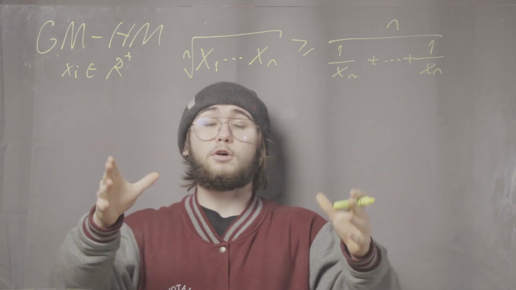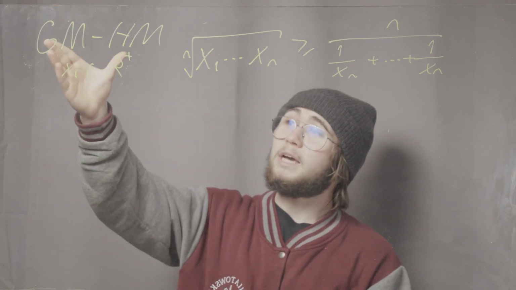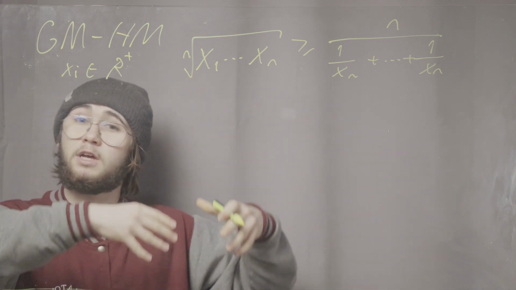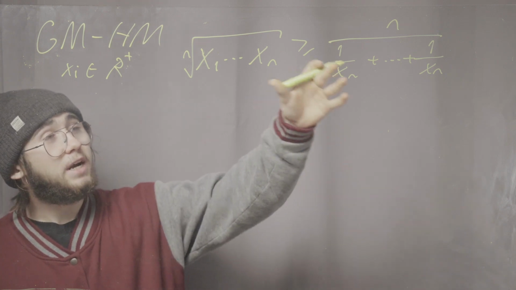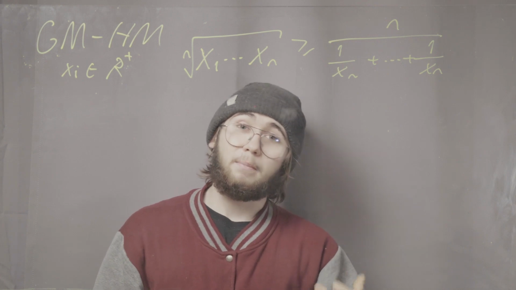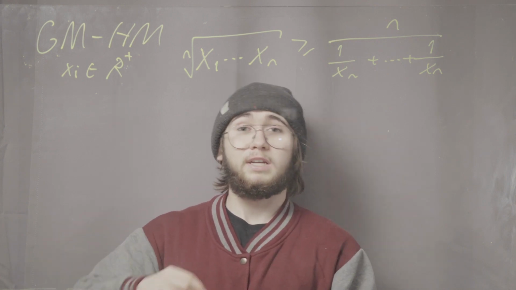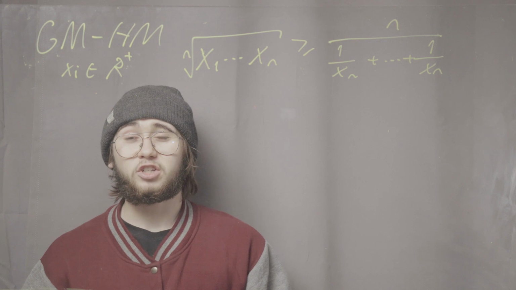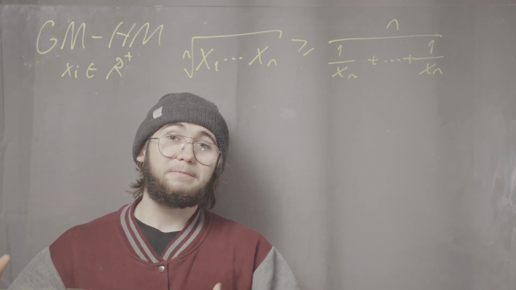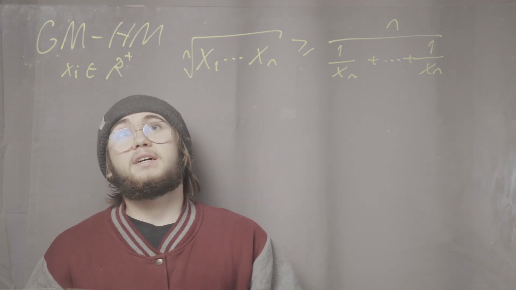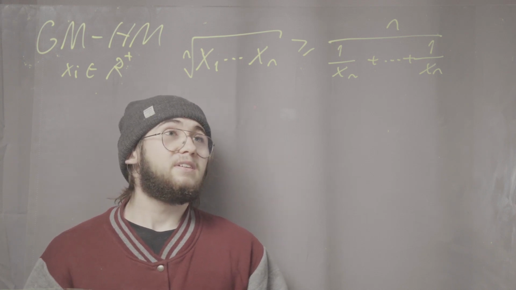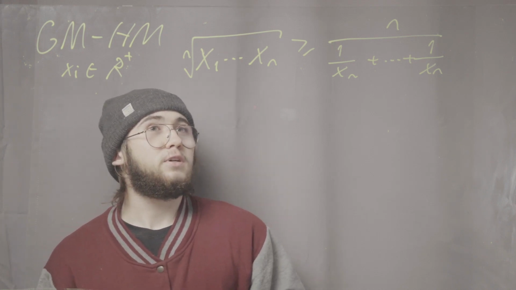Okay guys, lovely. So now I would like to prove the GM-HM inequality, which states that the geometric mean of some n numbers, which is just the nth root of the product, is greater or equal to the harmonic mean, which is just n divided by the sum of the reciprocals. Lovely. This time we're not going to be using any kind of induction. And why is this so? Because we've actually just proven the AM-GM inequality, which is going to straightforwardly imply this inequality, which you will see in just a few seconds.